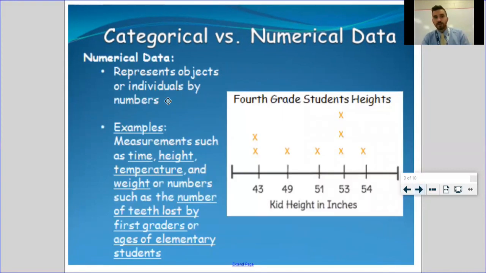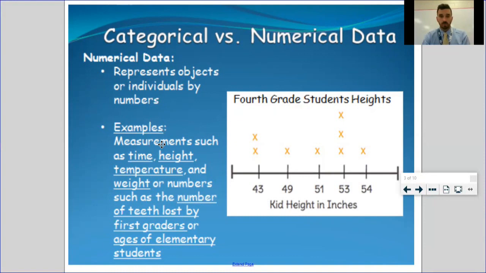And right here, you've got your definition. This might be a really good spot for you to press pause, maybe take some notes. It says it represents objects or individuals by numbers, numerical numbers. So anything that you can ask that they're going to answer your question with a number will give you numerical data. And some of these examples are great.